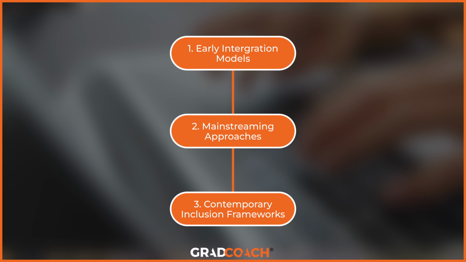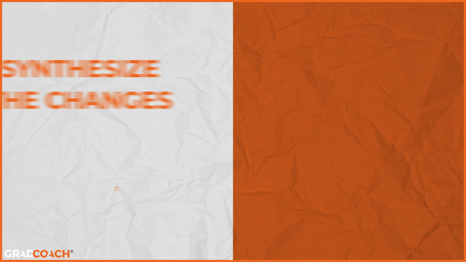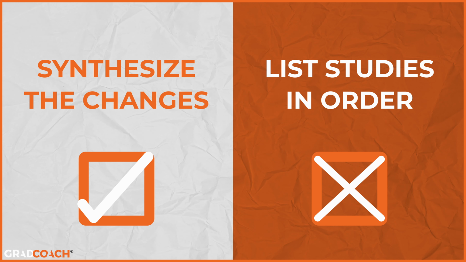For example, a literature review on inclusive policy might trace early integration models, then mainstreaming approaches, and finally, contemporary inclusion frameworks. Chronological reviews help readers to see progression and turning points in the field, but they require you to do more than list the studies in order. You need to synthesize what changed and why it mattered.